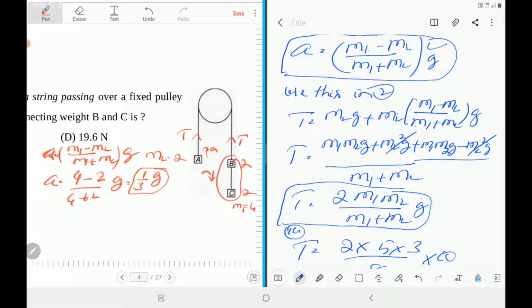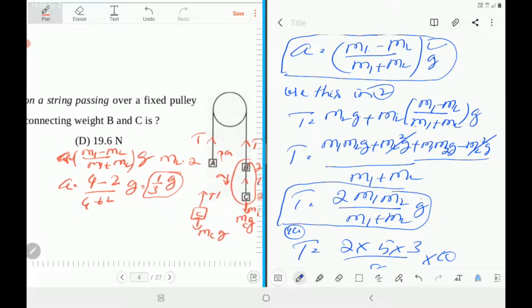Let us suppose the force exerted by B on C upward is, say, T dash. And what is the force on C? Its own weight. What is that? mg, or you can say mc g, where mc is the mass of C. On C, there are two forces. One is the tension exerted by B upward, which we have named T dash and have to find. The other one is its own weight, mg.